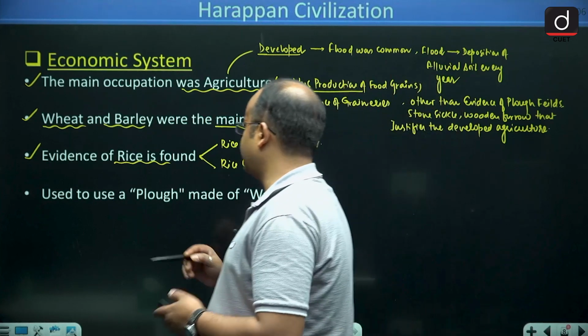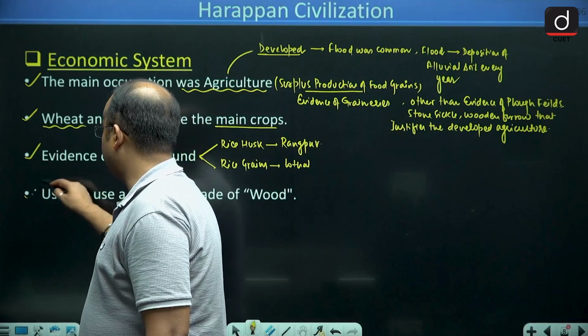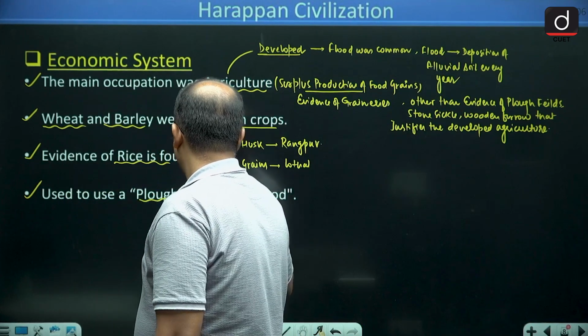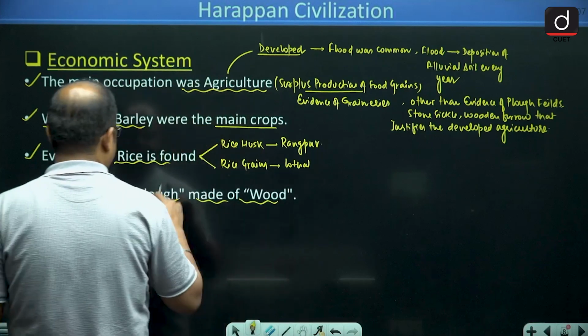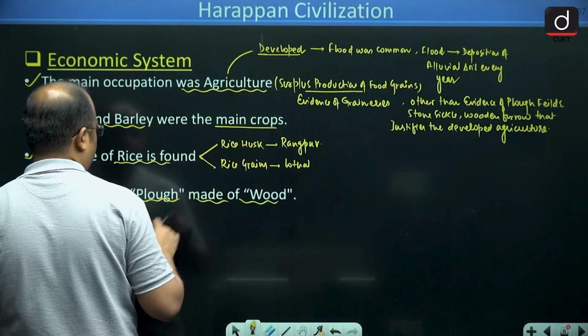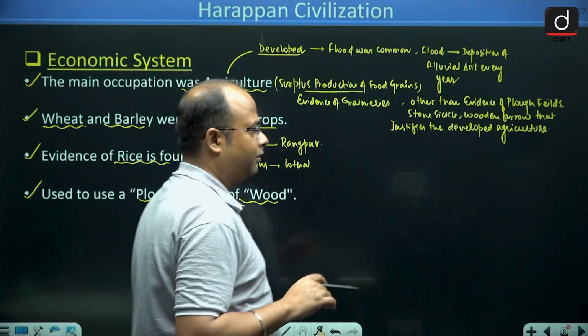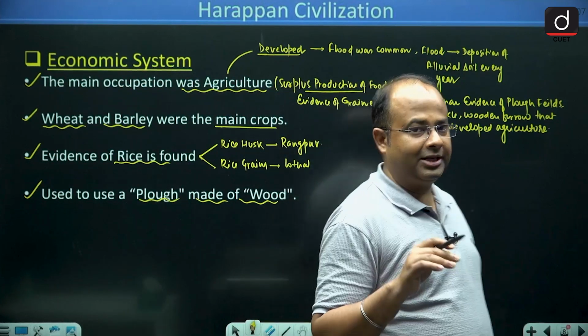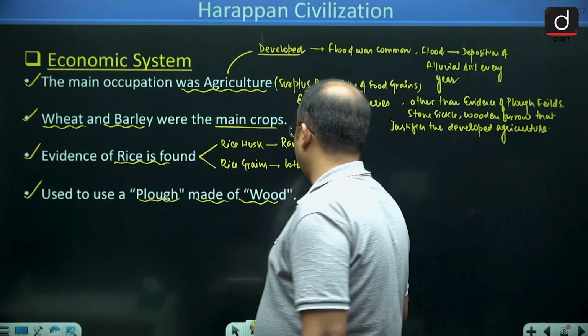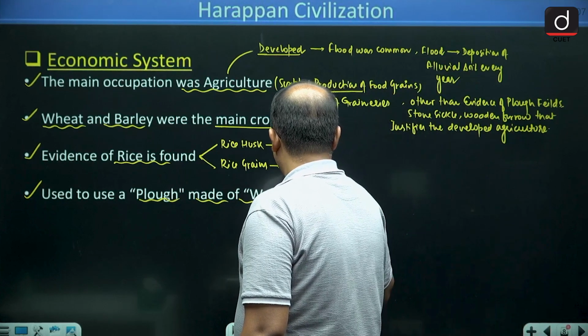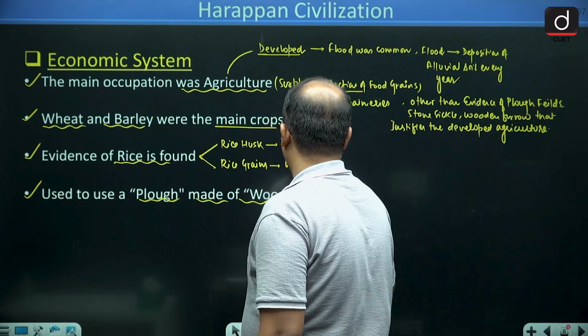Other than this, guys, you will find the use of a plow, which is made of wood. Plow means furrow, which is also called furrow, and it is made of wood. So you can say that they knew the art of systematic agriculture. The Harappans knew the art of proper agriculture.